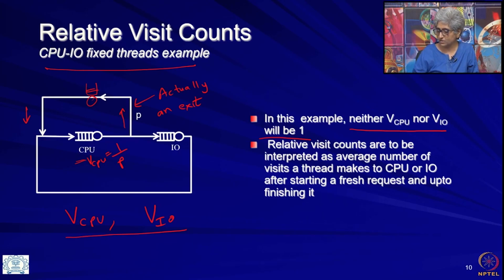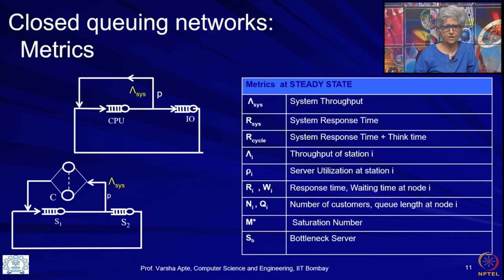So, relative visit counts here are to be interpreted as the average number of visits a thread makes to CPU or IO after starting a fresh request and up to finishing it, and we expect to just get these numbers as parameters to our closed queuing network, okay. So, with this definition let us define some metrics. The metrics are actually again not very different from open queuing networks and the closed queuing system with the single server. If you just think of these two, the metrics will come together in your mind very easily.